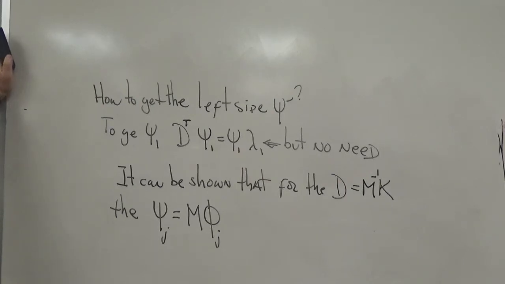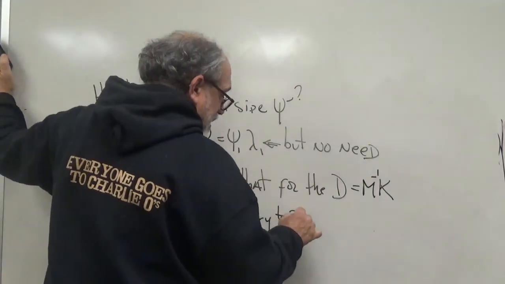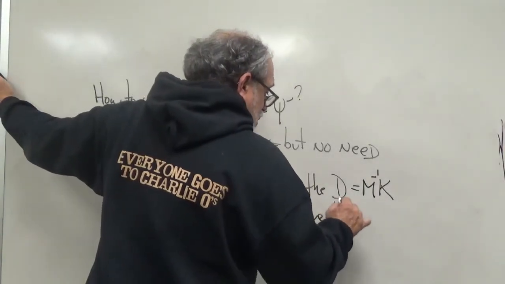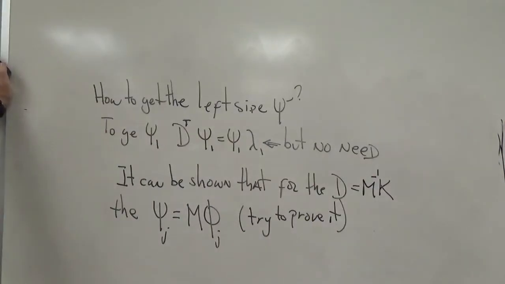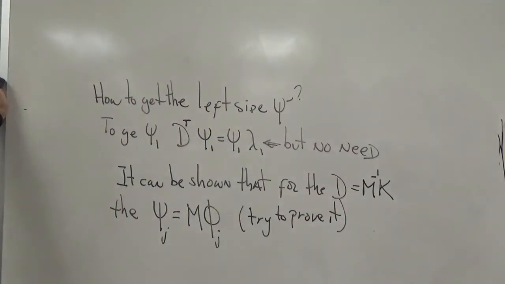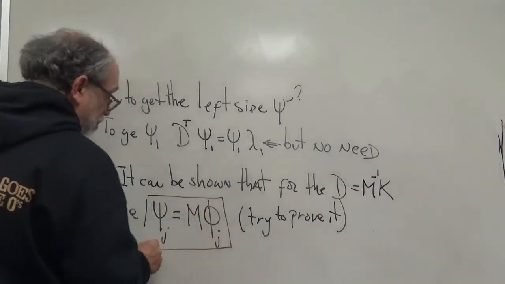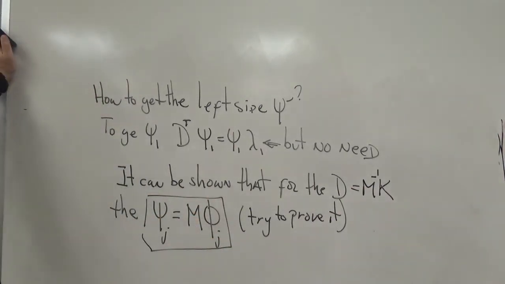I was about to prove it right now for you here, but I will leave you that as an exercise. Try to see if you can prove it. I will show it in class. It's very easy, right? You just say, let me look at the right side, let me look at the left side. Well, actually, I shouldn't say it's very easy. It's easy if you know what you're doing, but maybe I lost perspective. Anyway, it turns out that the left side eigenvectors are equal to the mass matrix times the right side phi j.